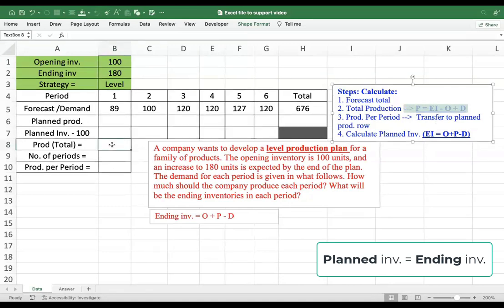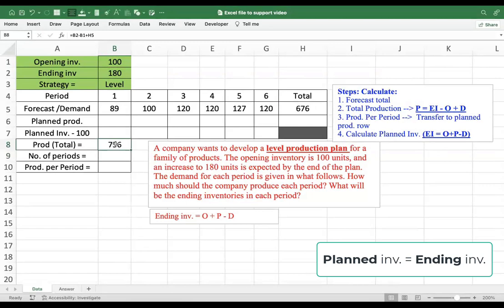So to calculate total production, I'll be using this formula, and that is equal to ending inventory minus opening inventory. So this is our opening inventory. And then the formula says plus demand. So plus total demand, and total demand is 676. And if I hit enter, it tells us that the total production that we need is 756.